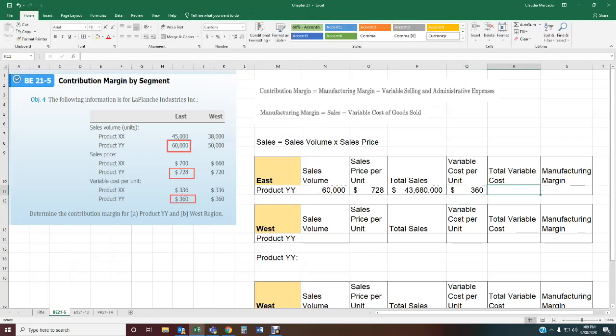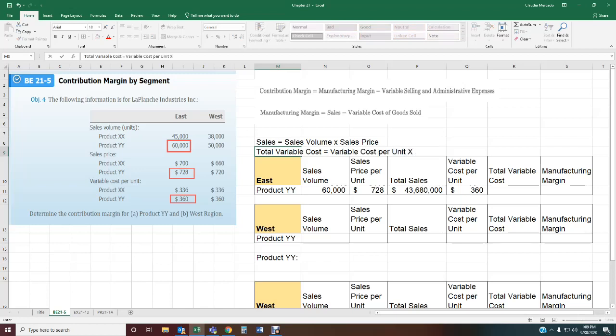Now I'm going to get my total variable cost. Well, how am I going to calculate my total variable cost? Let me put the formula up here. Total variable cost is going to be your variable cost per unit times your sales volume. So I'm going to get my variable cost per unit, which is $360, times my volume, which is 60,000 units. So my total variable cost is $21,600,000.